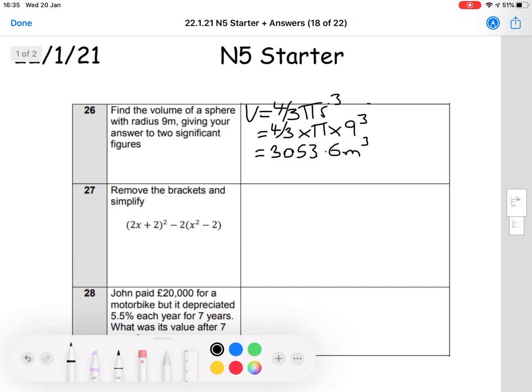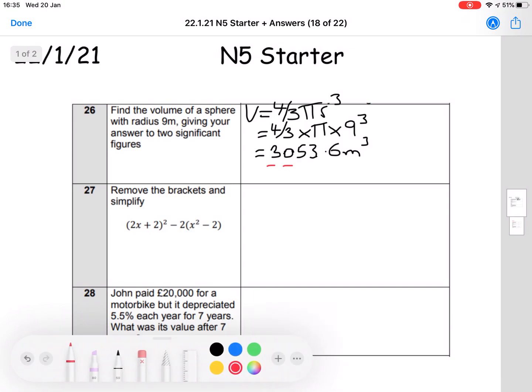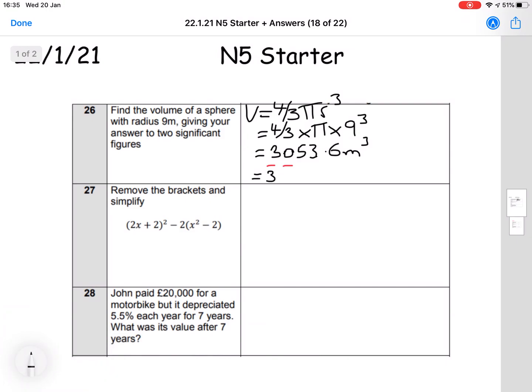So we're going to round this to two significant figures. So your first significant figure is your first number that's not a 0, so that would be the 3, and then your second significant figure would be at the 0. So that's where you're going to round to. So because the next number along is a 5, that's actually going to turn the 0 into a 1, so 3,100 meters cubed to two significant figures.